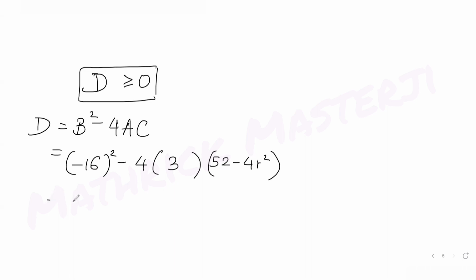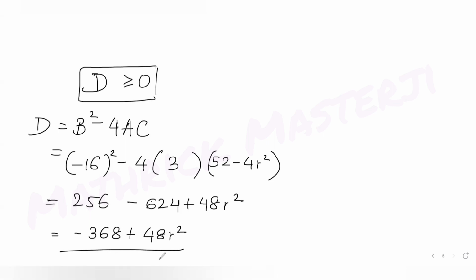So what you get is 256 minus 12 into 52. So that is 624. And minus into minus plus 12 into 4, 48 r square. So you get this as minus 368 plus 48 r square. So your value of the discriminant becomes minus 368 plus 48 r square. Now we know already that the discriminant is greater than or equal to 0.